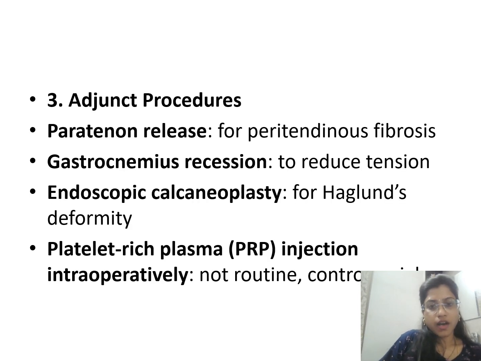So what are the adjunct procedures? Paratenon release in case of peritendinous fibrosis. Peritendinous fibrosis causes tightening and decreased movement, and usually the patient will have pain. To improve that, you can do paratenon release, and gastrocnemius resection to reduce the tension. Then endoscopic calcaneoplasty in case of Haglund's deformity. Platelet-rich plasma injection intraoperatively can be used but is not routinely used.